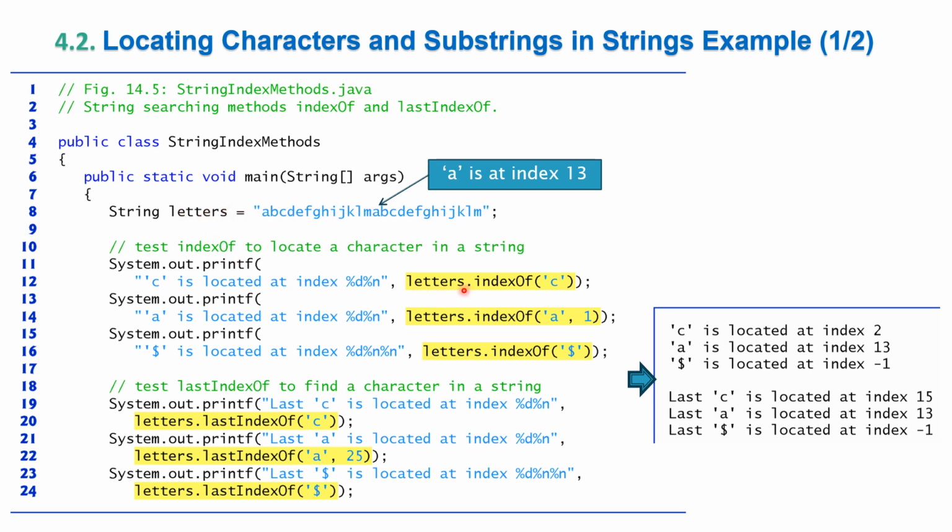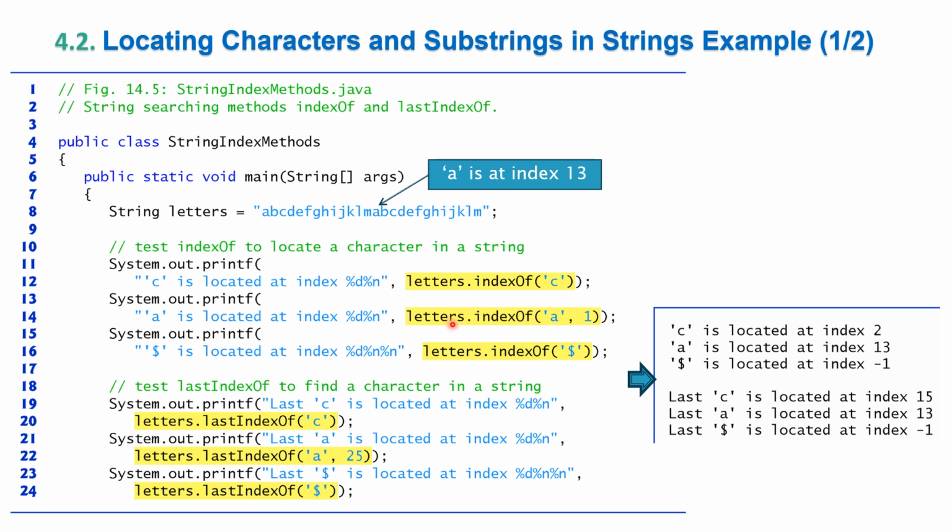Then it calls the method indexOf on the string object letters 3 times and displays the result of the calls. The first call passes character little c as the only argument. So it returns the index of the first occurrence of c in the string letters. That index is 2 as shown in the output.